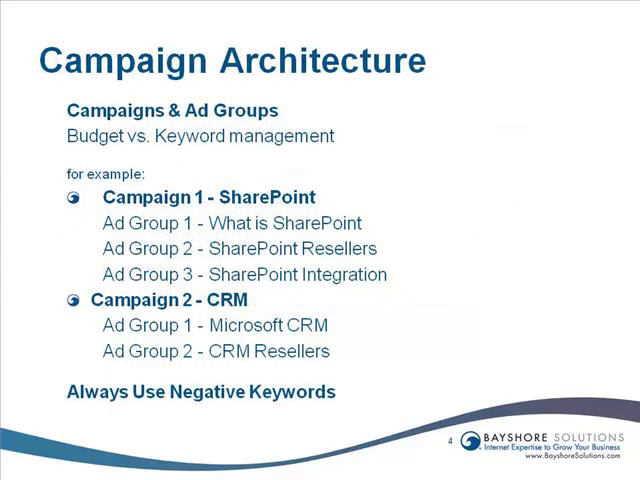When it comes to campaign architecture, you have campaigns and ad groups, and then you have keywords associated with those ad groups. The way I like to describe it is campaign allows you to manage budget, and ad groups allow you to manage keywords. One example we have here is campaign 1, which is SharePoint. Then we have campaign 2, which is CRM. So if I'm having some pay-per-click advertising for these two types of services that I offer, I want to make sure that I can attribute a specific budget, daily budget or monthly budget to each of these campaigns.